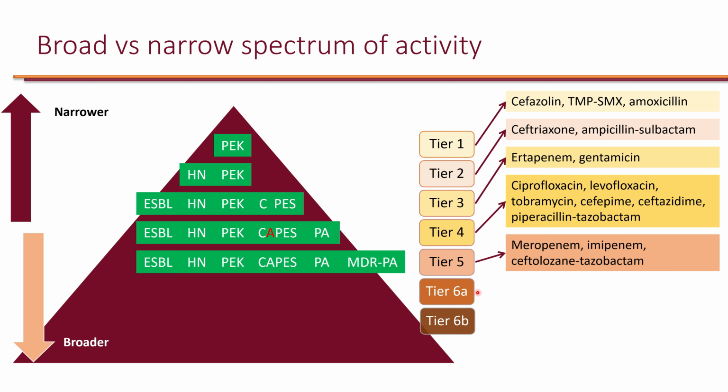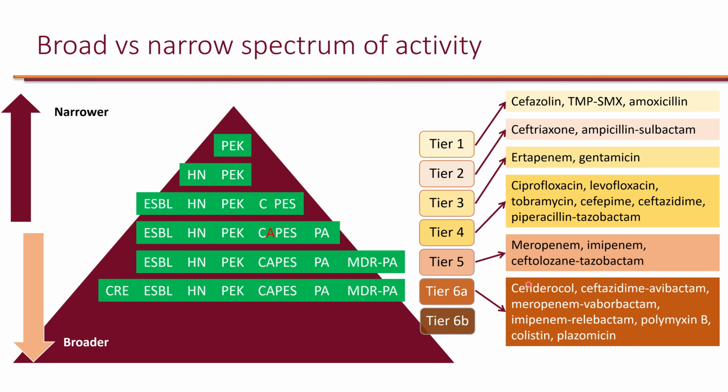And then tier 6, they are still active against multi-resistant Pseudomonas, but in addition, they also have activity against carbapenem-resistant Enterobacterales. So some Enterobacterales, of course, can develop ESBL, but the smaller portion of them can also develop resistance to carbapenems. So if we have E. coli resistant to meropenem, for example, that's when we want to go to tier 6. So these are really reserved for when we have these difficult to treat organisms.